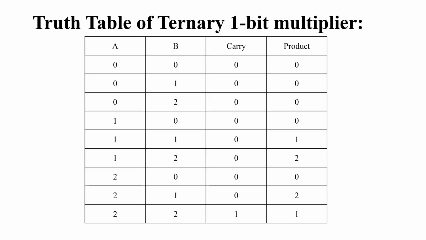Here we can see the truth table for the ternary 1-bit multiplier. As I mentioned earlier, 2 cross 2 gives 4, and 4 is represented as 1 and 1 in the ternary representation. So this is the truth table of the ternary 1-bit multiplier.